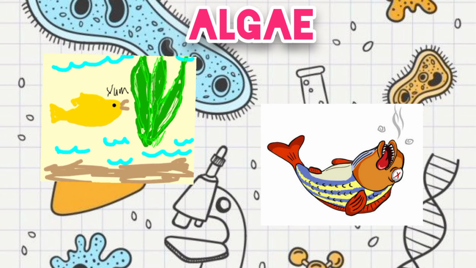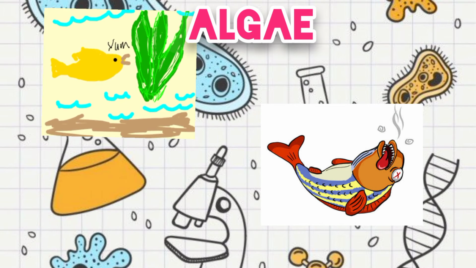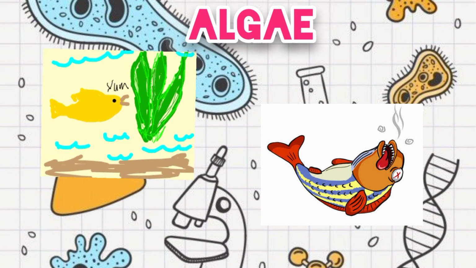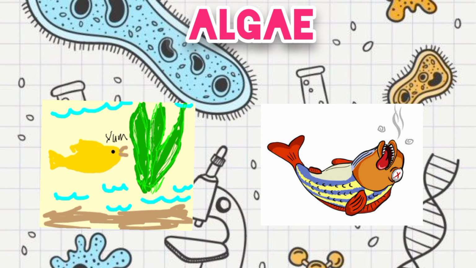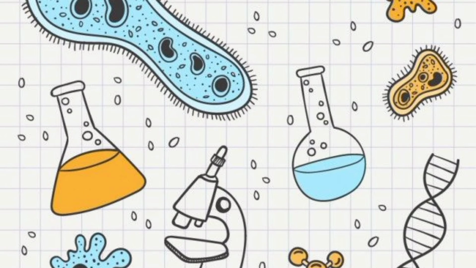Some algae are poisonous because they secrete toxins. An example is when a fish eats a seaweed and then this seaweed releases toxins inside the body of the fish, and therefore this fish is dangerous for us humans.